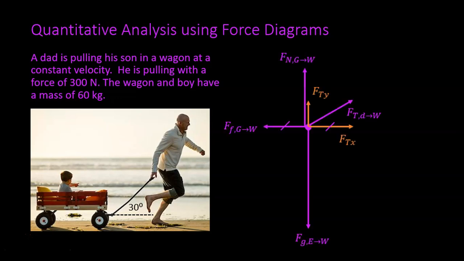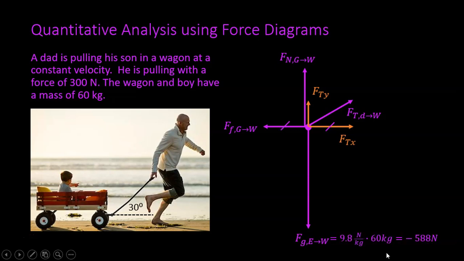First, we need to draw the force diagram. Now notice Dad's tension force is not on the x or y axis. That means we need to break it into its x component and its y component, which we've done here. We know that Dad's pulling his son at constant velocity, so that's telling us that these two horizontal forces are balanced, so we're going to put equality marks on them.